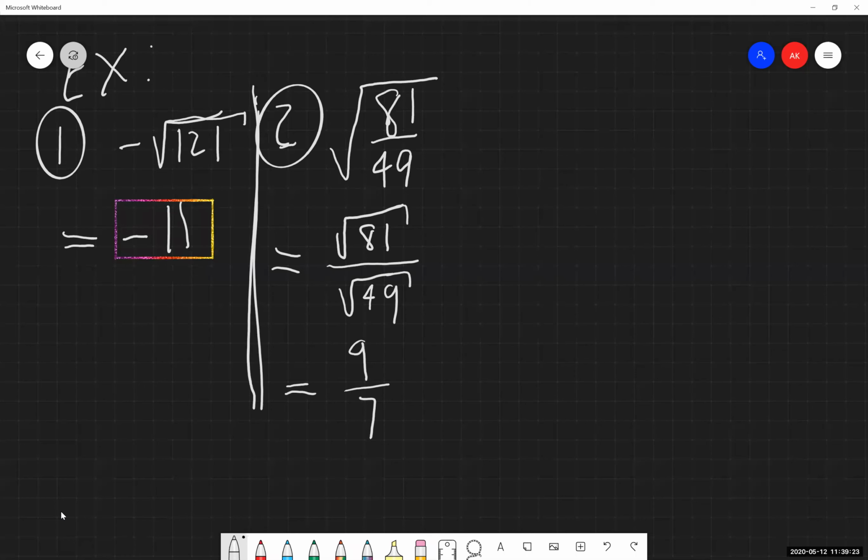We are always asking ourselves, can we reduce this fraction down any further? And no, we can't, because 7 is a prime number, and these things don't have any other factors in common with one another. So we have our answer there.